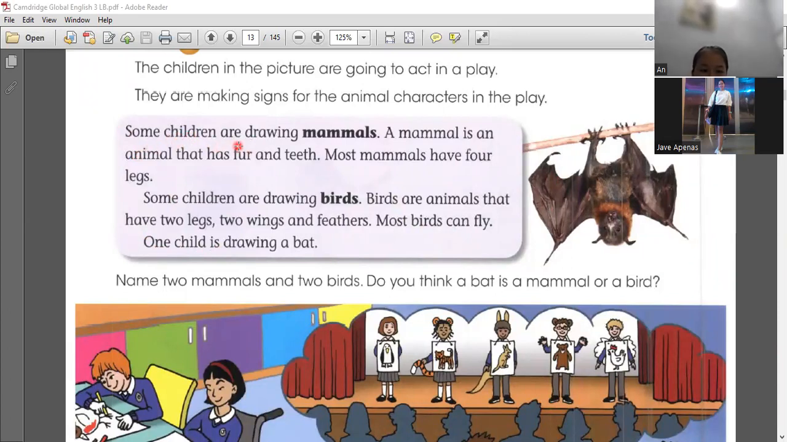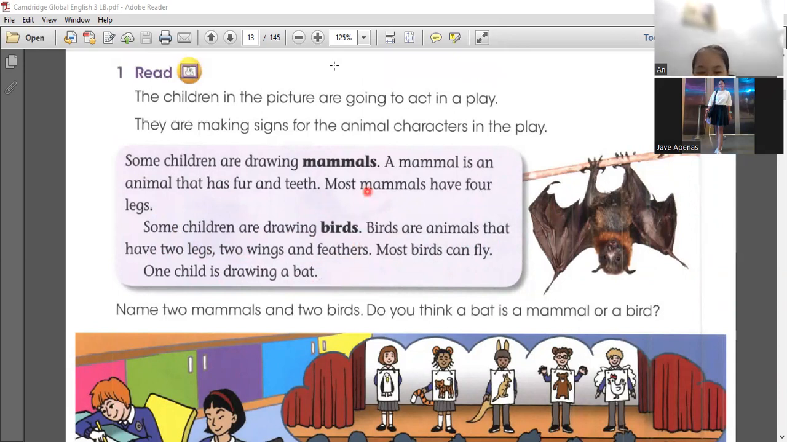Some children are drawing mammals. A mammal is an animal that has fur and teeth. Most mammals have four legs. Some children are drawing birds. Birds are animals that have two legs, two wings, and feathers. Most birds can fly. One child is drawing a bat.